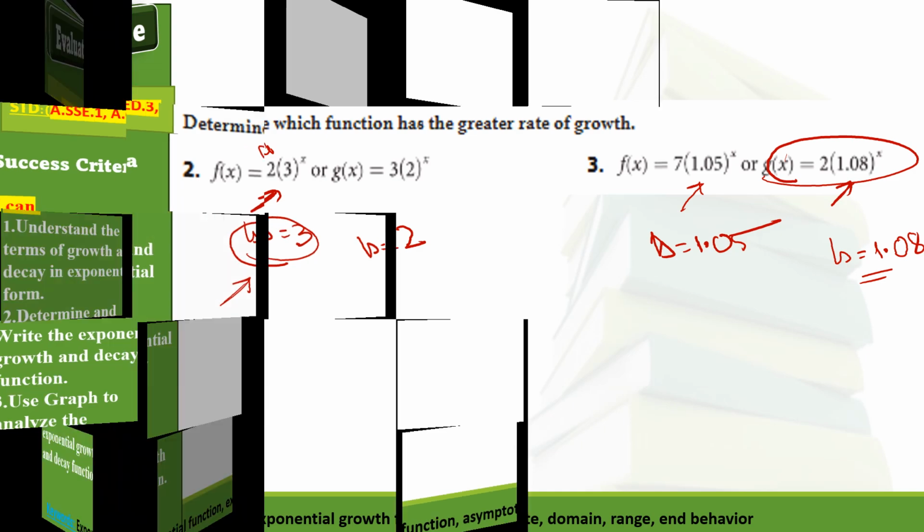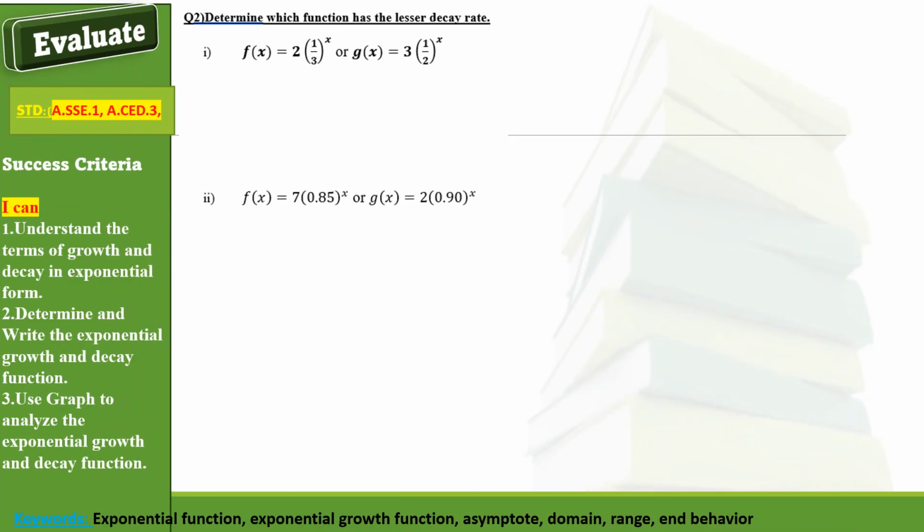In the second question, they are asking you to determine which function has the lesser decay rate. Have a look over here. It's 1 over 3, so 1 is divided by 3. So the b value actually is 1 over 3. Try to understand: here the b value is 1 divided by 2, that is 1 over 2, right?